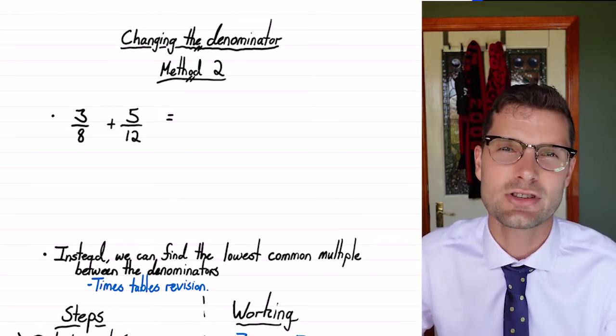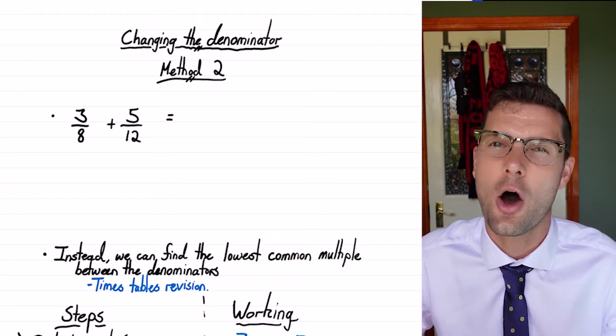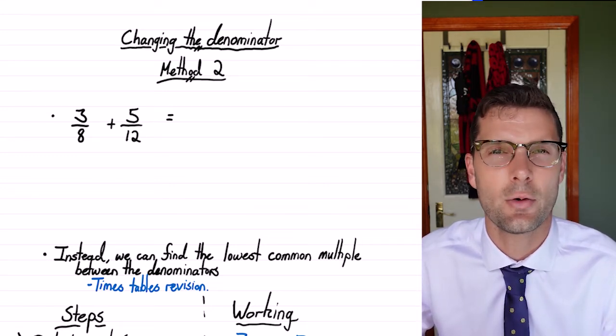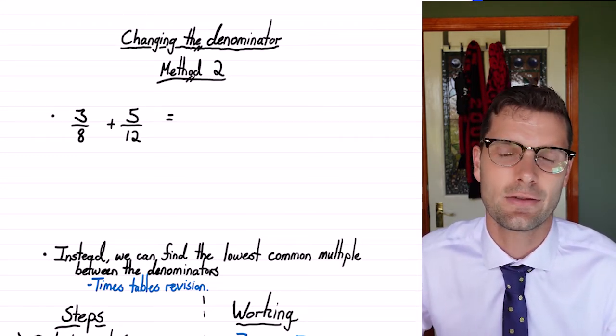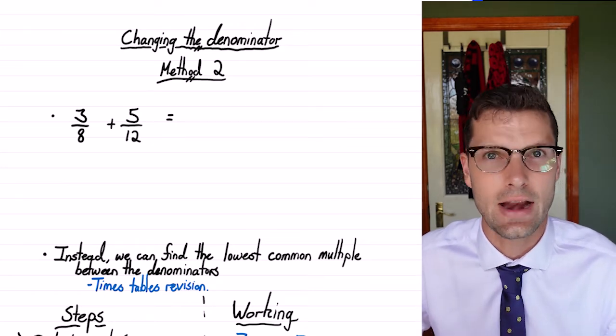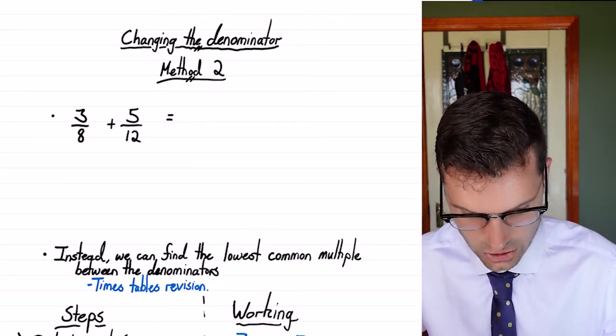Okay, so in the last episode we learnt that if you times the whole fraction by the denominator of the other one, you're always going to get a common denominator that you can add and subtract with. So we're going to jump straight into it.